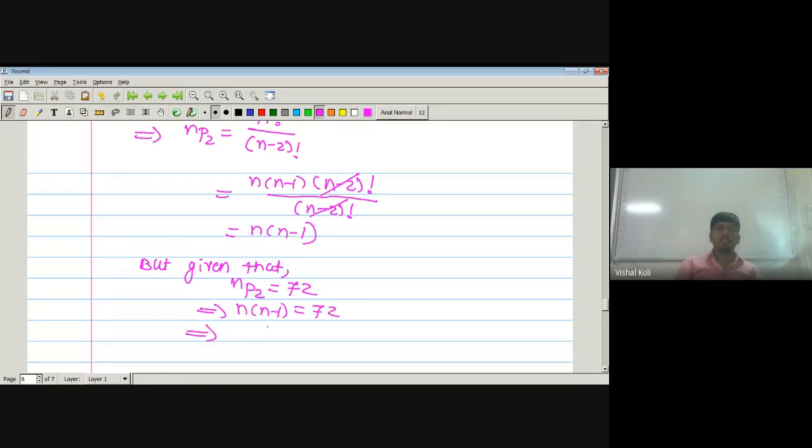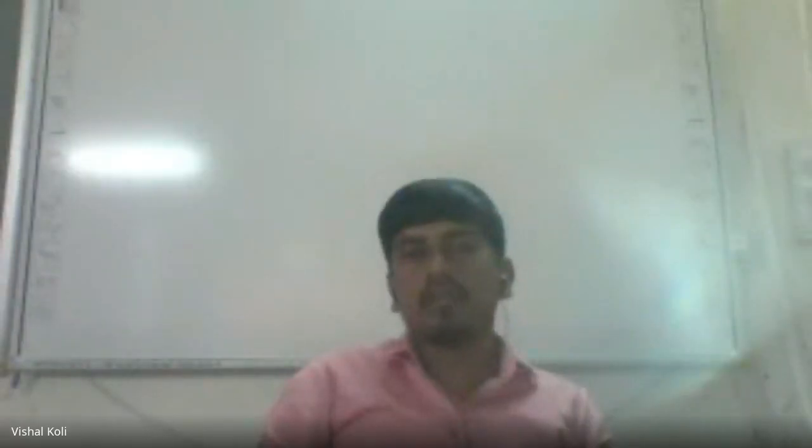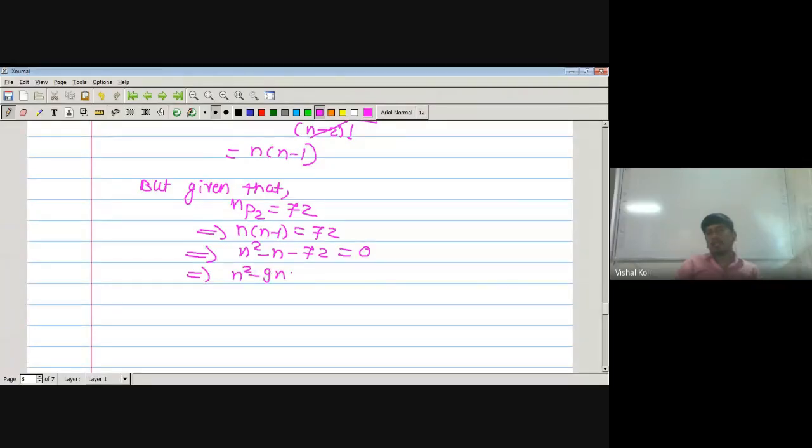So n into (n minus 1) is equal to 72. This can be written as n square minus n minus 72 equal to 0. Here n square is as it is, minus 72 is as it is, and minus n can be written as minus 9n plus 8n.